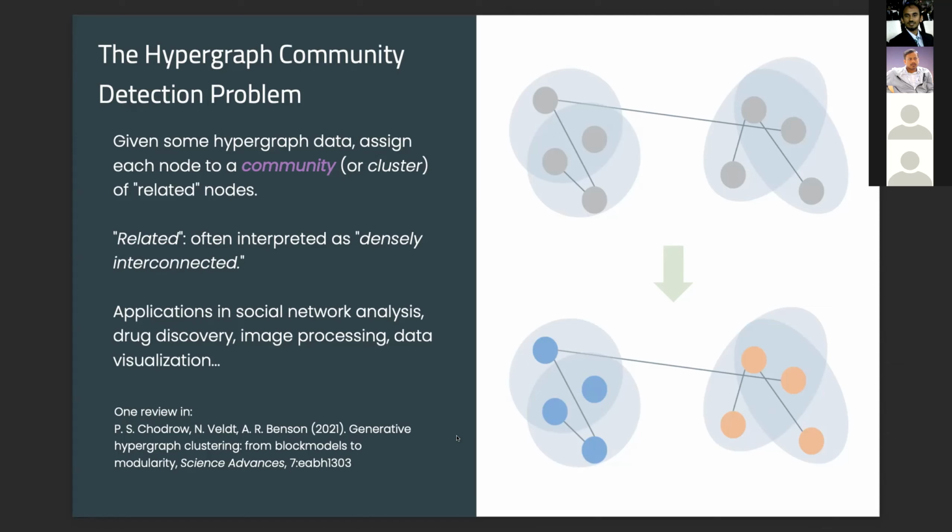And there are applications here in social network analysis for learning subgroups of socially interacting agents, drug discovery, image processing, data visualization. I'm sure many people here could contribute to this list and point to their favorite applications.